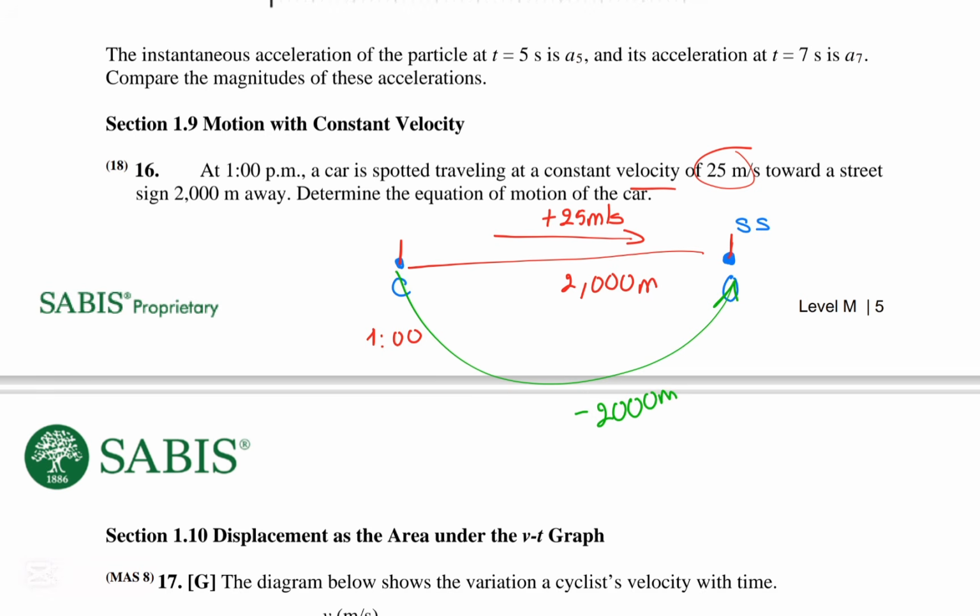Okay? So now we need to apply the equation. So x, it's going to be equal to what? It's equal to vt plus x initial if you want. So x final, which is going to be for us x, because we want to find the equation of motion, is equal to the velocity, which is 25 times the time, which is not specified, plus x initial. If I'm starting here at 0, here it will be minus 2,000 meters because it's to the left.